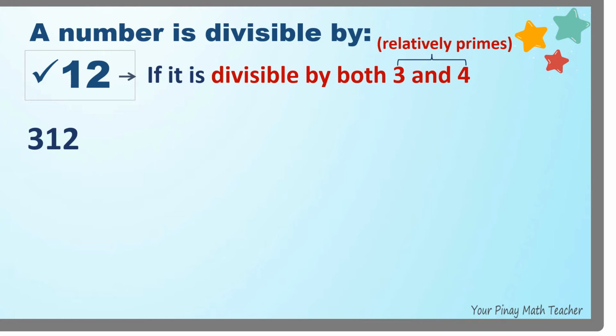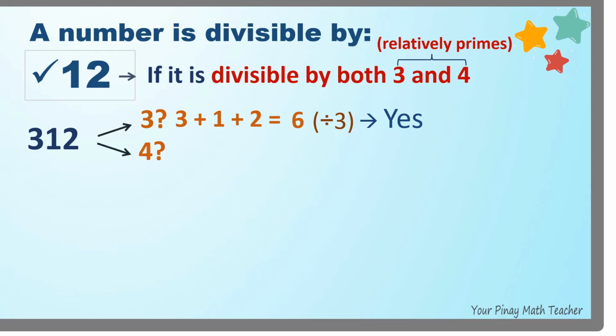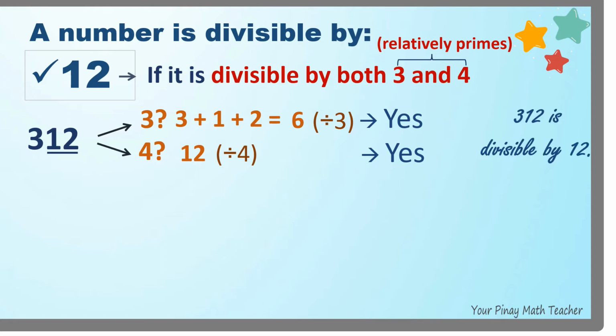Let's take a look at its divisibility by 3. Let's add up the digits 3, 1, and 2. The sum is 6. Is 6 divisible by 3? Yes. How about its divisibility by 4? Let's look at the last two-digit number formed, which is 12. Is 12 divisible by 4? Yes. Since 312 is divisible by 3 and 4, then 312 is divisible by 12.